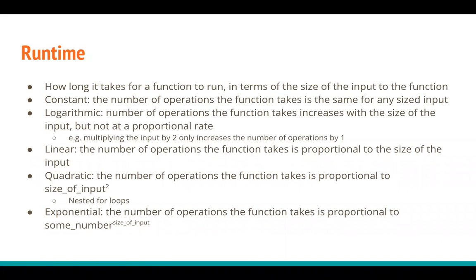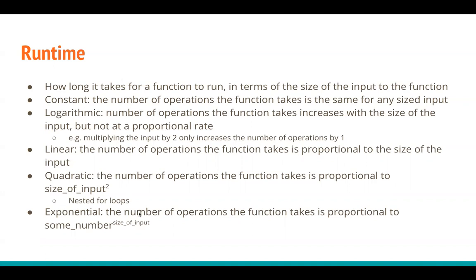Quadratic is like the opposite of logarithmic. The number of operations is proportional to the size of the input squared. So if you were to double the size of the input, then the runtime, or the number of operations, would quadruple, like 2 squared. And usually with quadratic ones, you'll see nested for loops. This is usually a good sign that it's quadratic time.